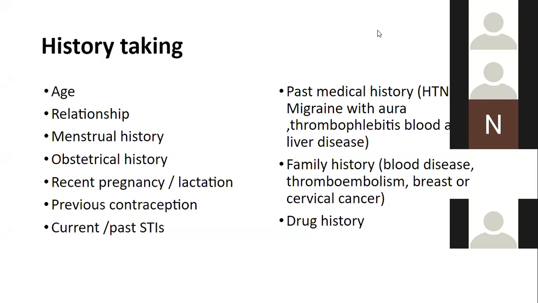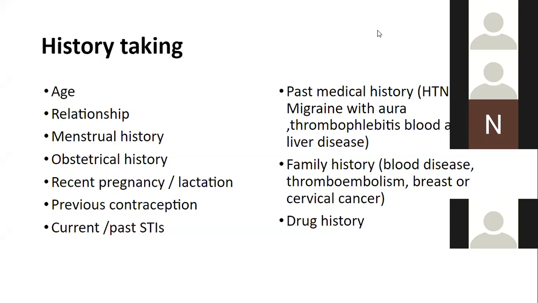Coming to past medical history: hypertension, migraine with aura, thrombophlebitis, blood and liver disease, history of clotting diseases, history of thromboembolic disease like DVT in the past or pulmonary embolism in the past. These are all contraindications or relative contraindications to the use of combined oral contraceptive pills, the hormonal pills.